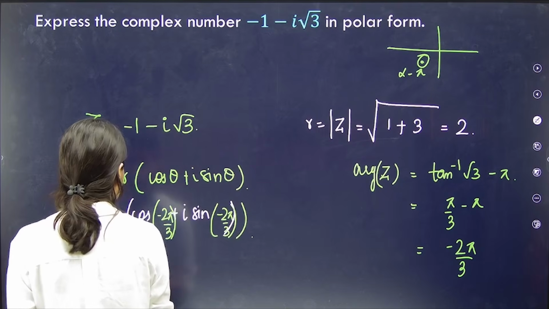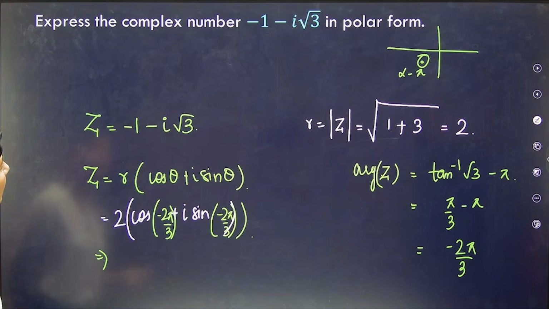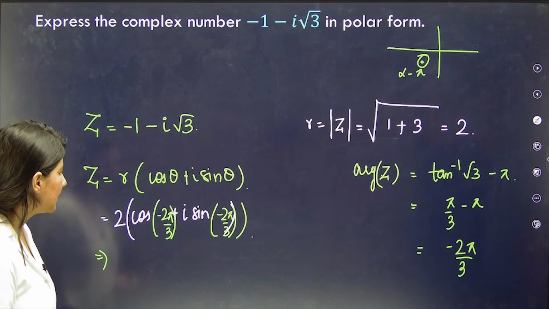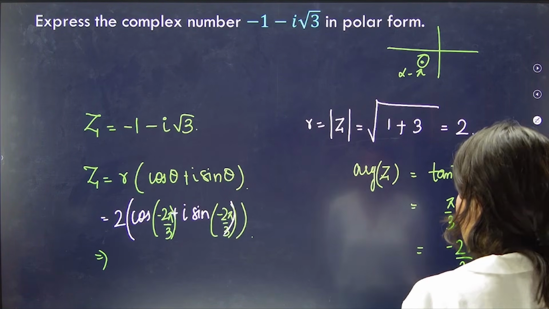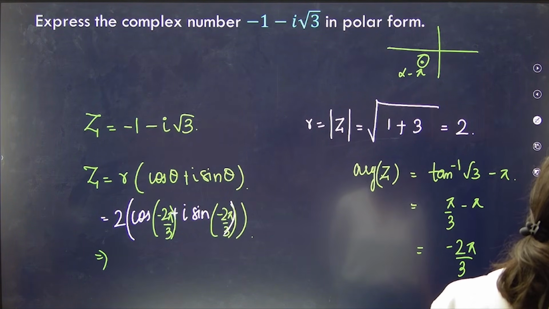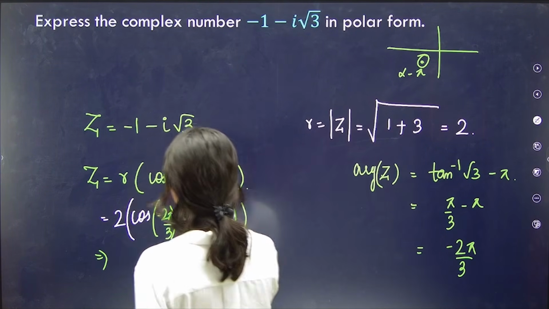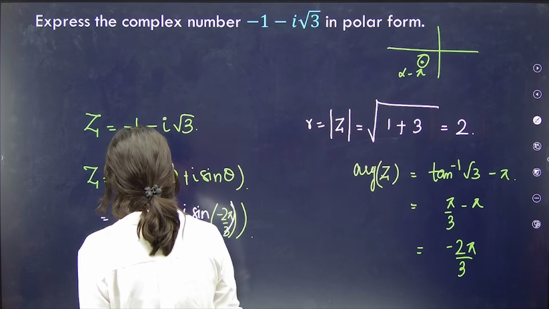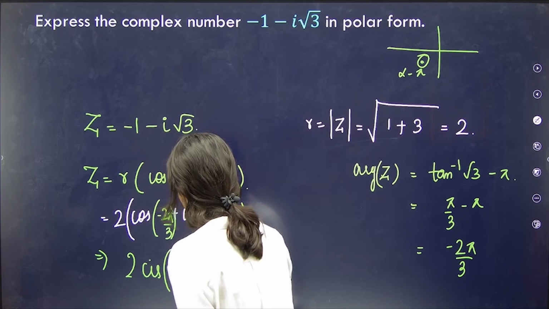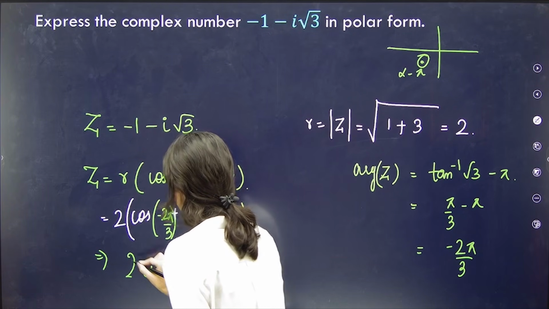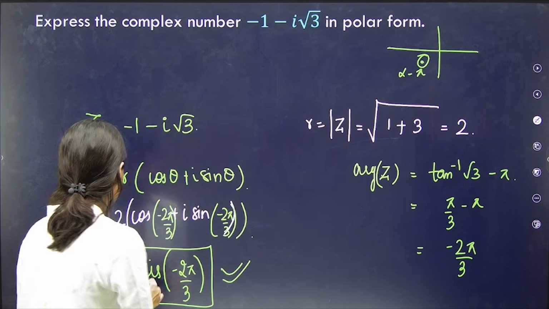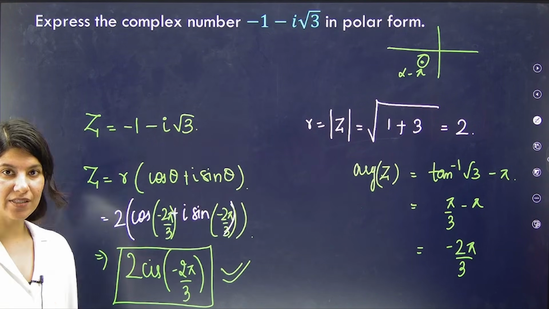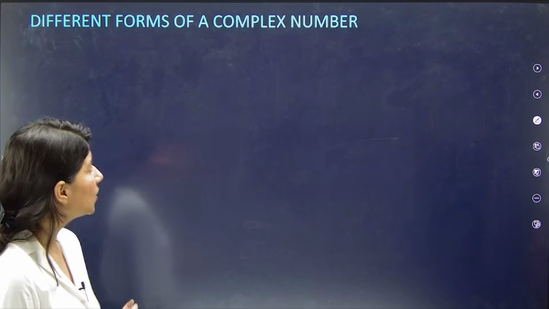Correct? Okay. So this is simply your polar form: 2 cos of minus 2 pi by 3 plus iota sin of minus 2 pi by 3, and you can write this as well as 2 cis minus 2 pi by 3. This is also acceptable. So this is how you convert the forms. Now I feel that you're comfortable in converting the forms.